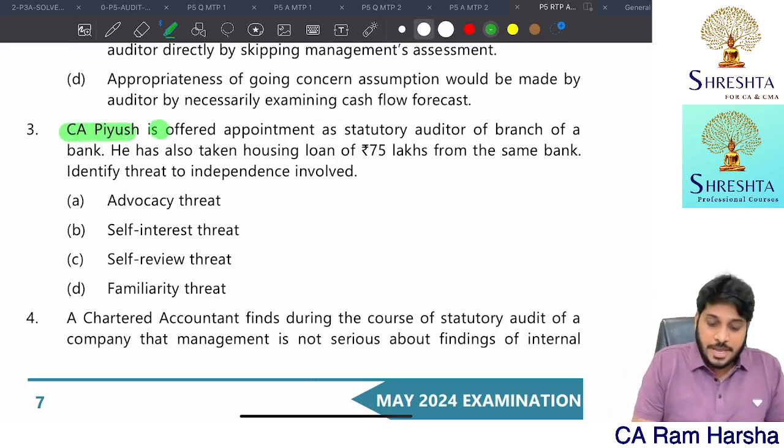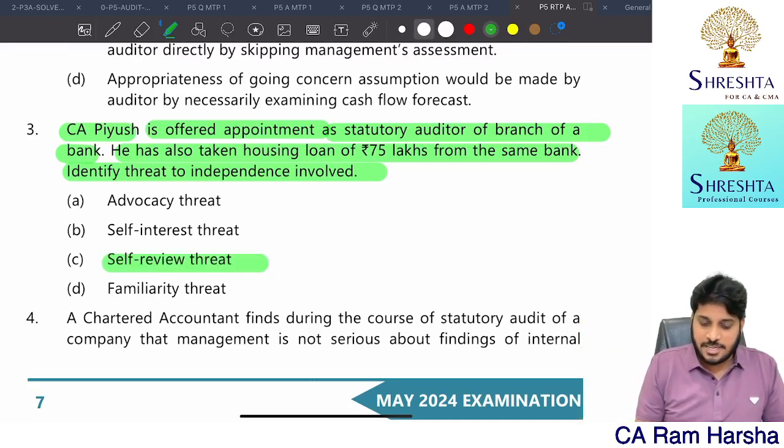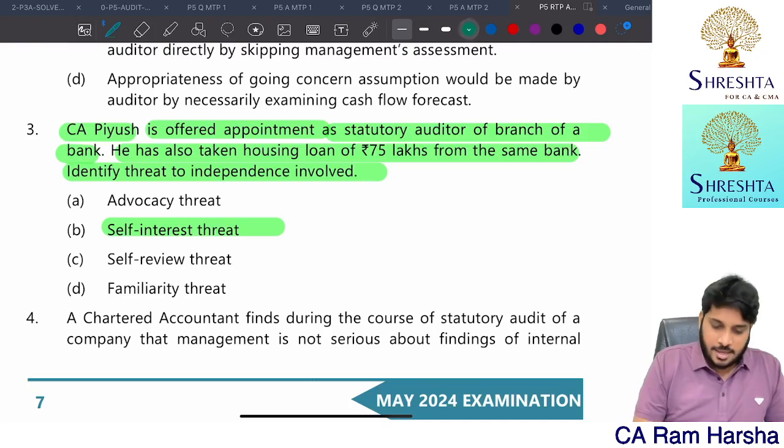CA Piyush is offered appointment as stat auditor of a branch of a bank. He has also taken a loan of 75 lakhs from the same bank. Identify the threat. Same bank I'm having loan. Self-interest threat. B.